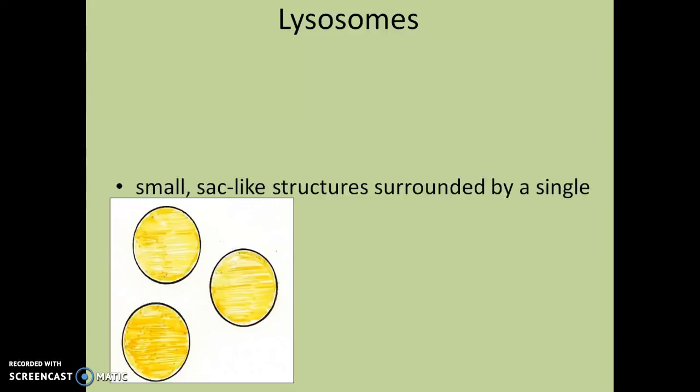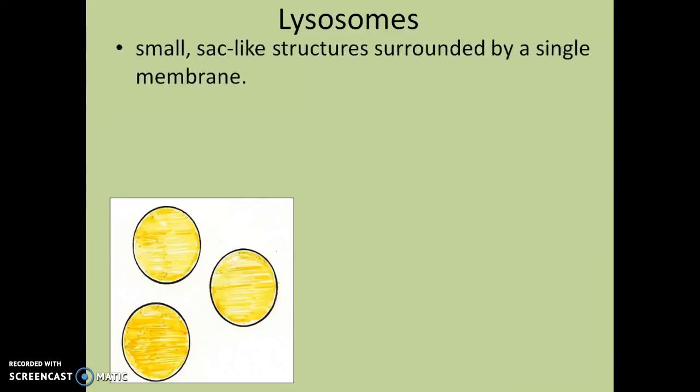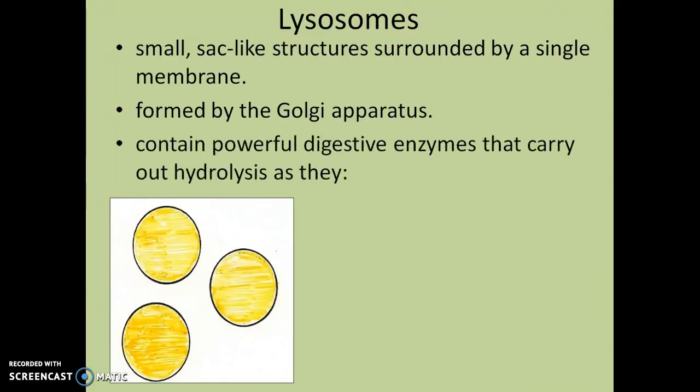Our next ones are lysosomes, and these guys are also sac-like structures surrounded by a membrane. They are formed by the Golgi apparatus. The Golgi apparatus will make these lysosomes. They contain powerful digestive enzymes that carry out hydrolysis. So their job is hydrolysis. So you see lysis here in hydrolysis, and they're called lysosomes. So their job is to break things down.